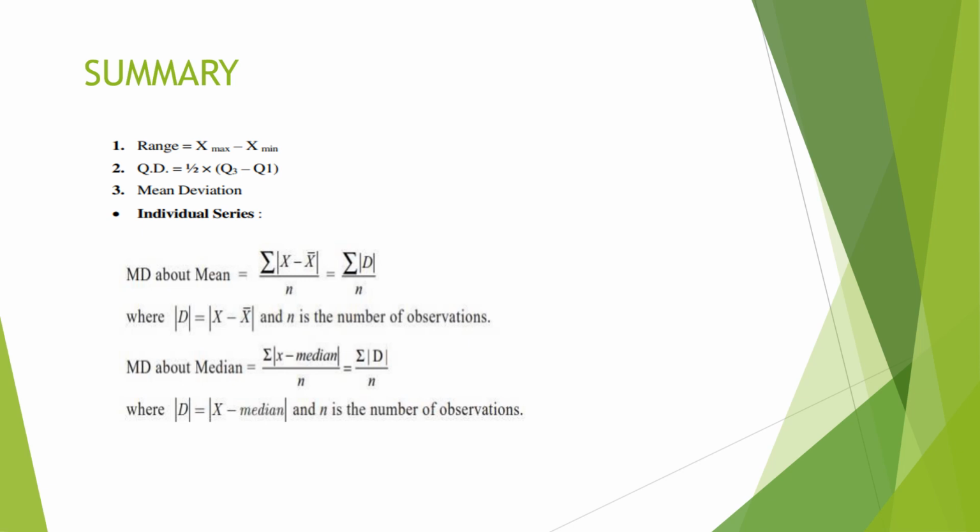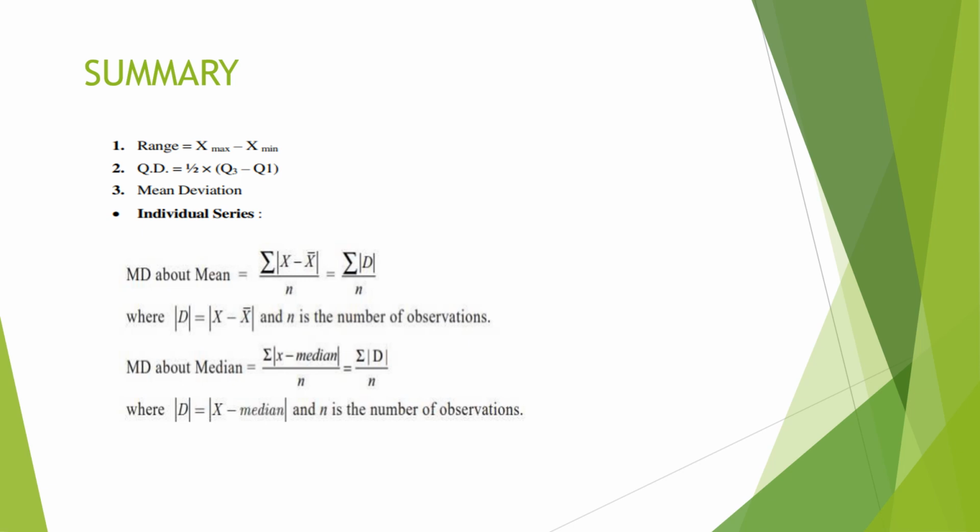Now, summary. We have read four methods of absolute measure of dispersion. First is the range, that is maximum minus minimum value. Second is the quartile deviation, half into upper quartile minus lower quartile. Third is the mean deviation.